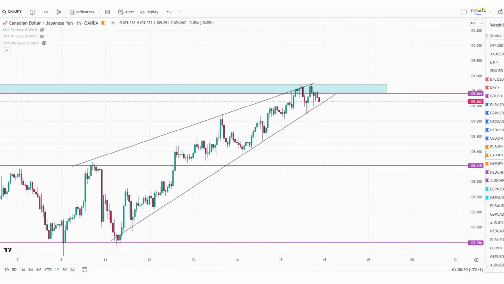We're looking for a breakout at this area on Canadian dollar Japanese yen, looking for a breakout, then a move back to 108.415.